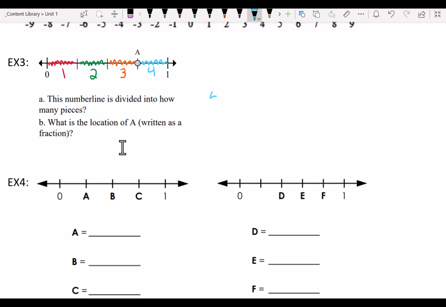So if we write this as a fraction, it'll be out of 4. And then how many pieces down do we go to get to A? So this is the first, the second, the third. So it's going to be 3 out of 4. That will be the location for point A.